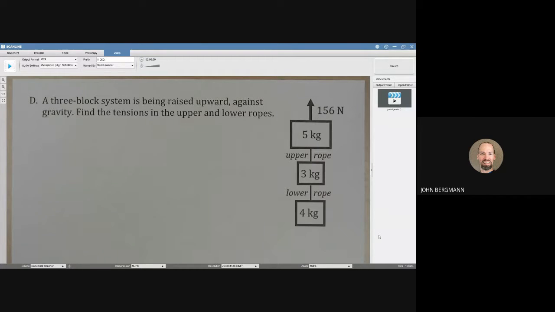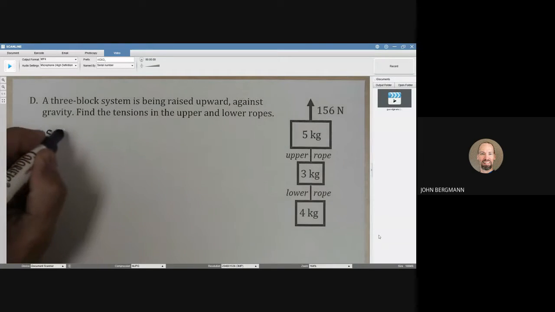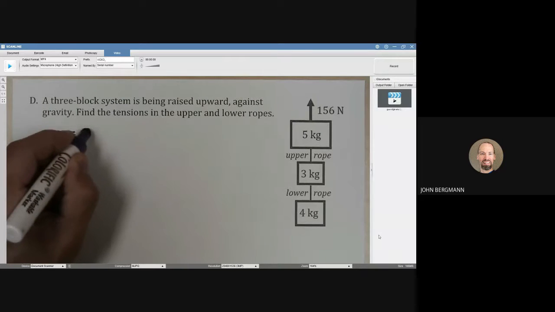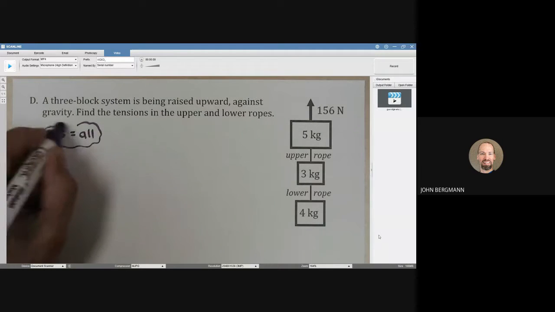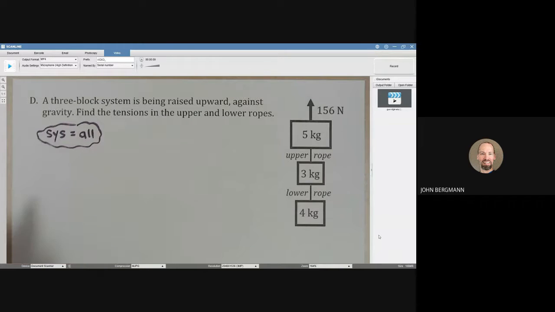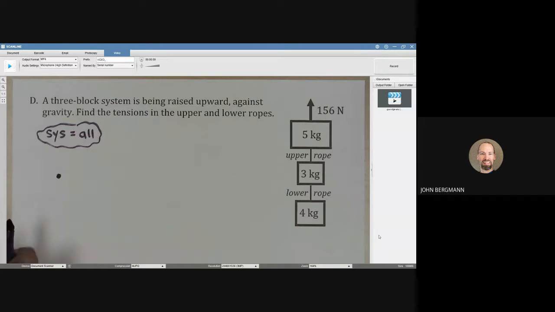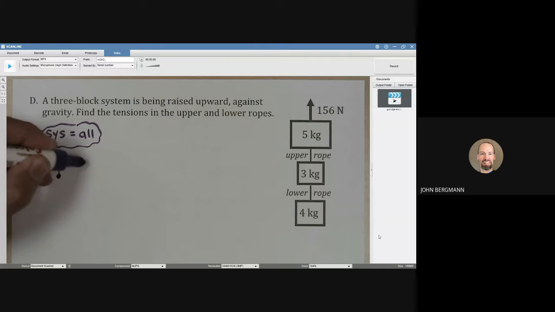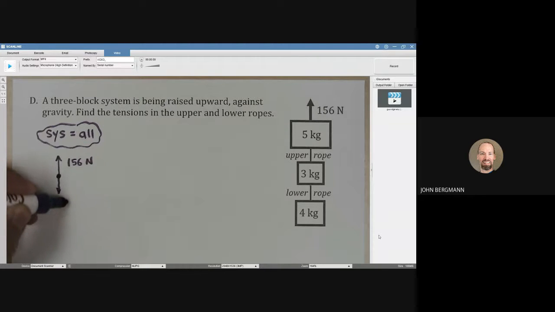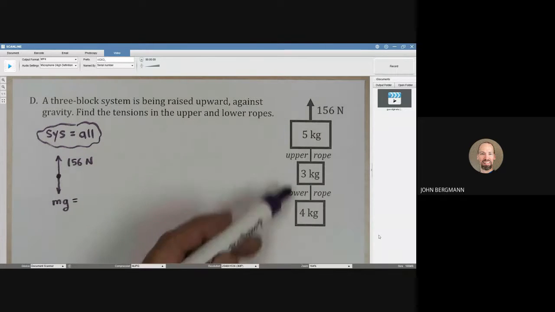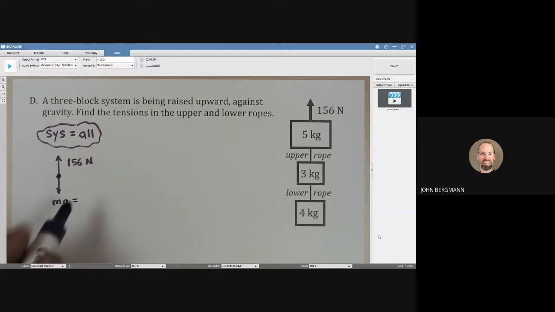Why don't we first consider the system to be all of these masses? And if the system is all of those masses, then let's do a Newton's second law procedure on them. There would be 156 newtons pulling up, and then here we have m times g. And we do that in our head, what would m times g be? M is going to be 12 and g is 10, so that's going to be 120 newtons, isn't it?